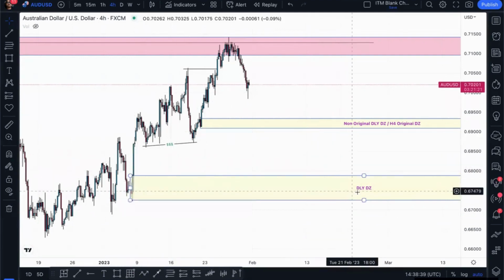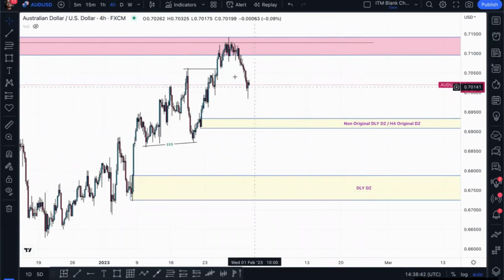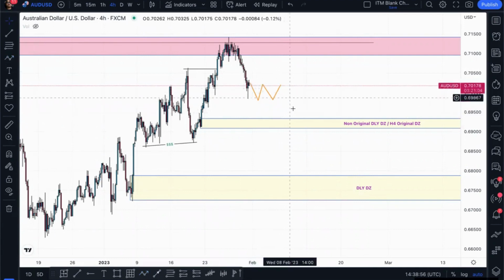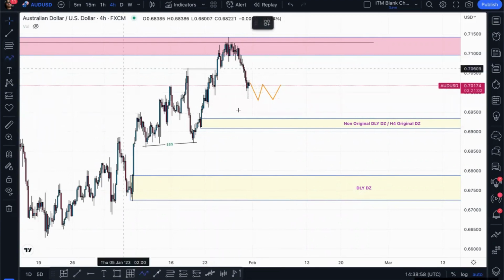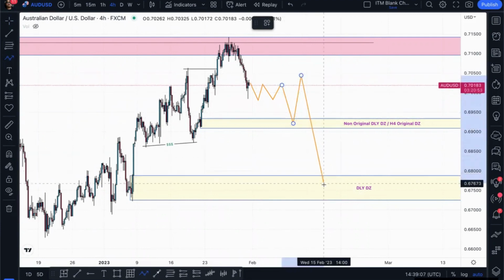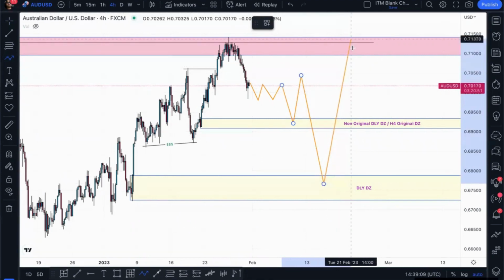That's why I say this daily zone is more authentic for me, and I'm expecting price to move in this fashion. Maybe it will start coming down, go up, something like this, then come down, and then come down into this area, take out this liquidity, and then hit our daily demand zone, then go to the supply zone. So this is the price action I'm expecting in the coming days. That's what I'd like to show you on the Australian dollar.